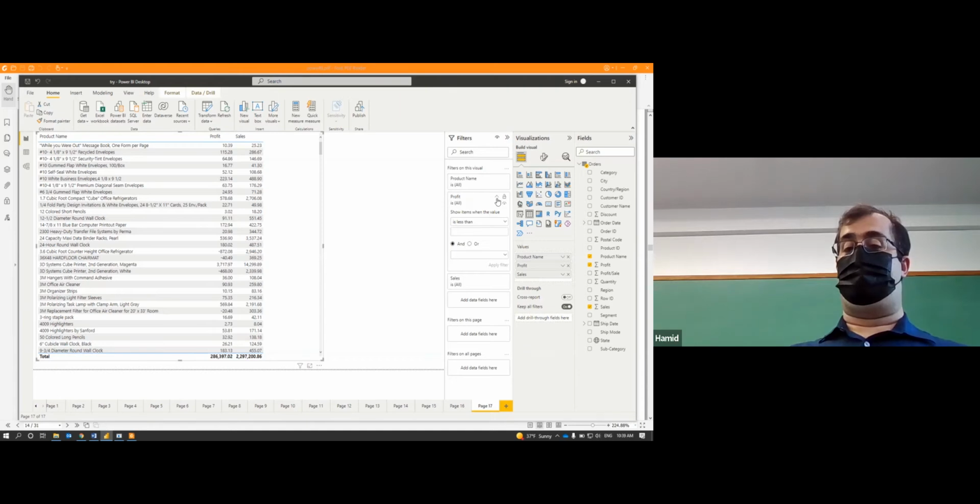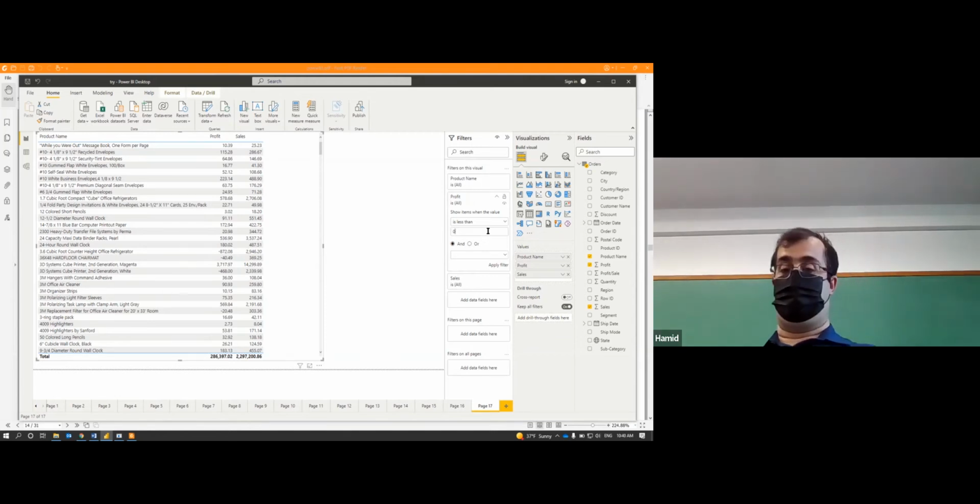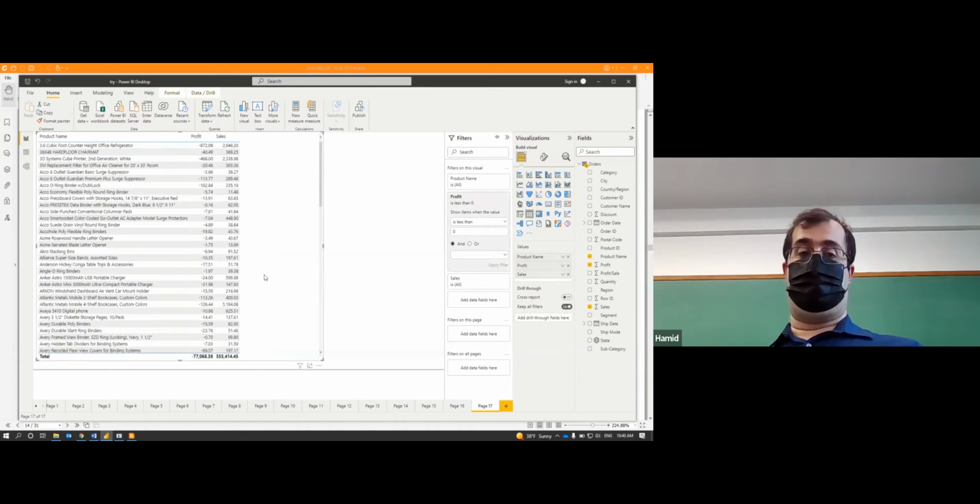So from the left side, which is the filters, I click on the arrow key next to the filter, next to the profit. I'm just saying that it is less than 0, because negative profit means less than 0. And then apply filter. So if you look at my table right now, all of the profits are negative because I applied a filter for just picking the items with the negative profit.